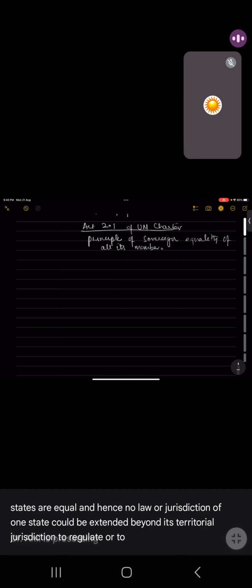There is Article 2.1 of the UN Charter, which clearly talks about the principle of sovereign equality of all its members. You know what this principle is being used for? It clearly says that all the states are equal, and hence no law or jurisdiction of one state could be extended beyond its territorial jurisdiction to regulate or to decide the dispute between two states.